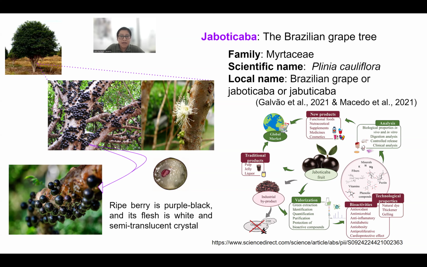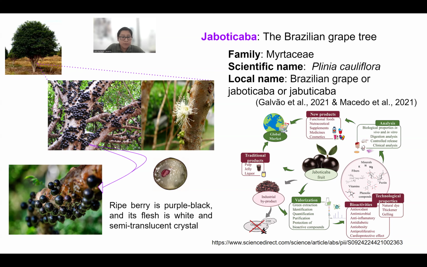Jabuticaba's family is Myrtaceae. Its scientific name is Plinia cauliflora, and its popular or local name is Brazilian grape or jabuticaba. A particularity of this species is the flower. For example, we can see the flower growing on the main trunk and branches.